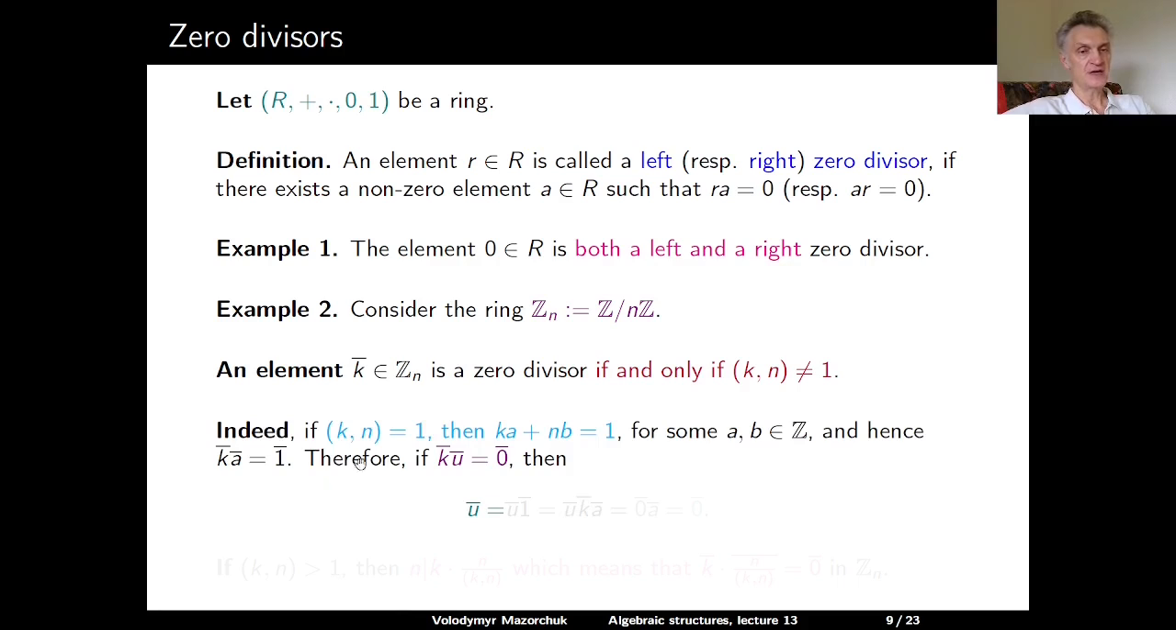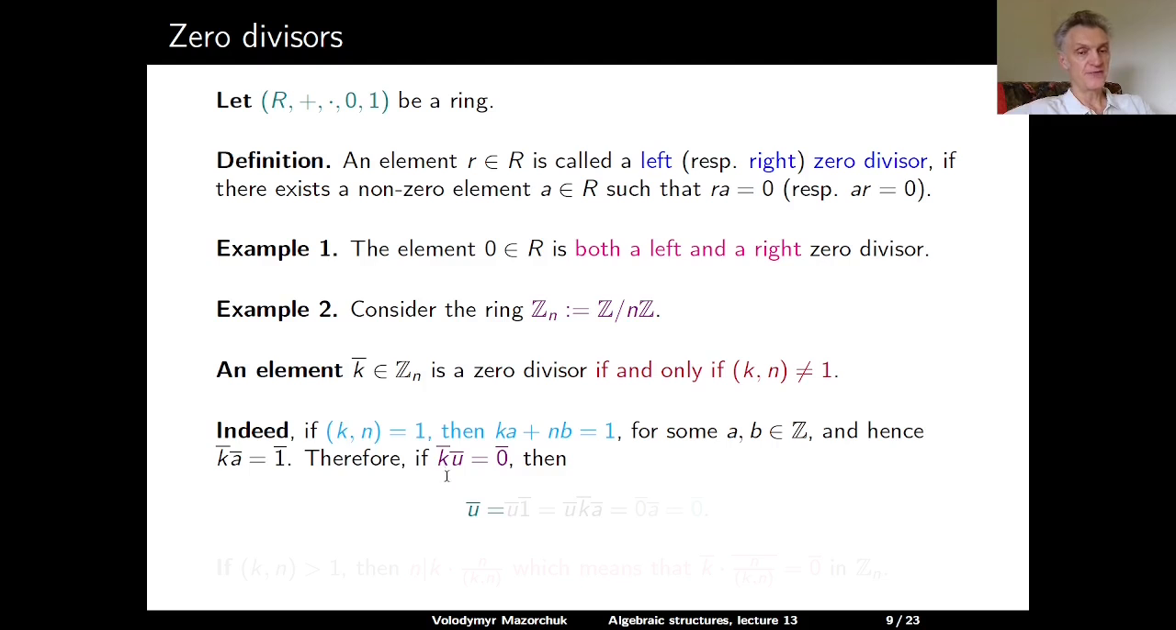Indeed, if the greatest common divisor of k and n is equal to 1, then there are integers a and b such that we can write 1 as ka plus nb. We can always write the greatest common divisor as a linear combination of the elements. In this case, of course, the class of k times the class of a is equal to 1 plus something which is divisible by n. Divisible by n means 0 in Zn, so it's equal to 1. So this means that in this case our element k is invertible.